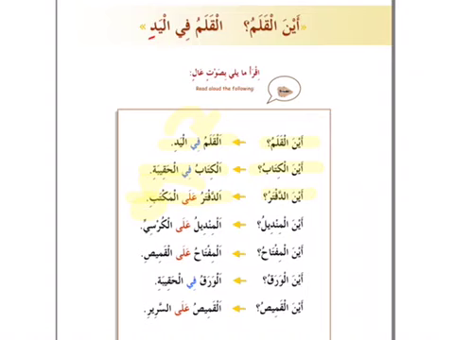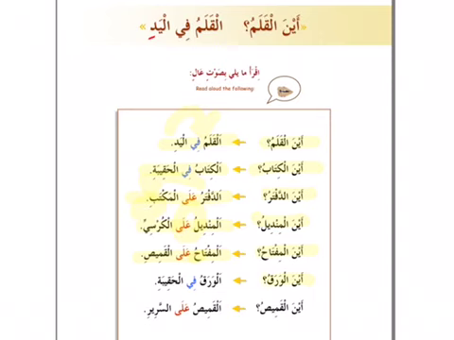Aina al-mindilu? Where is the scarf, or where is the handkerchief? Al-mindilu ala al-kursi. Al-mindil is in the nominative case. Ala is a preposition. And al-kursi goes into the genitive case. Aina al-miftahu? Where is the key? Al-miftahu ala al-kamisi. Al-miftahu, the key, is on the shirt. Al-kamis is after ala, so it's in the genitive case.